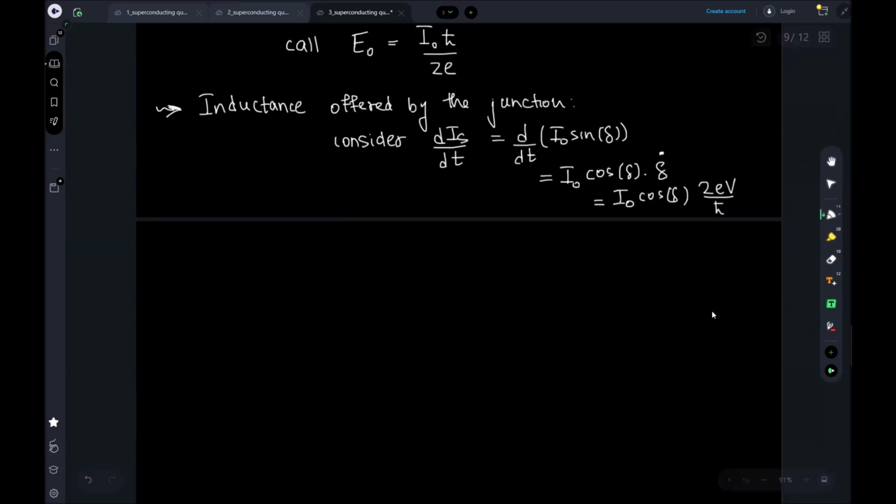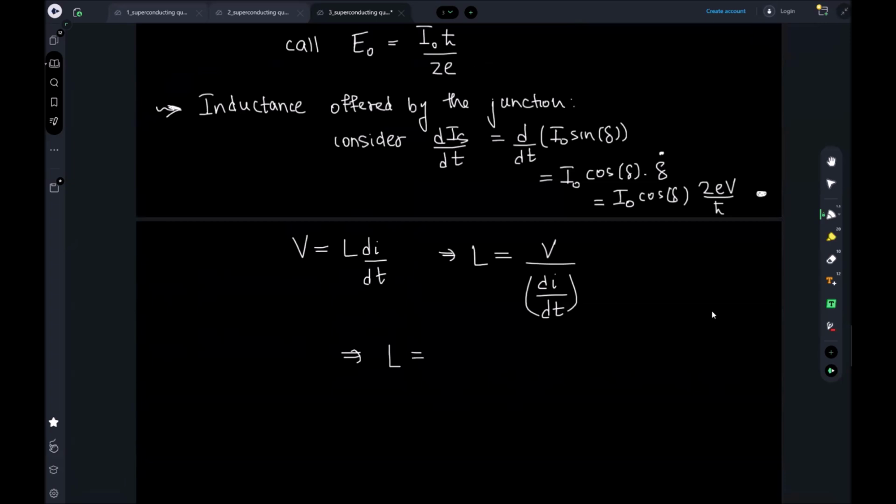Now, if I look at the equation V equals L dI by dt, I can write the inductance as V over dI by dt. And from here, we get the value of inductance as.